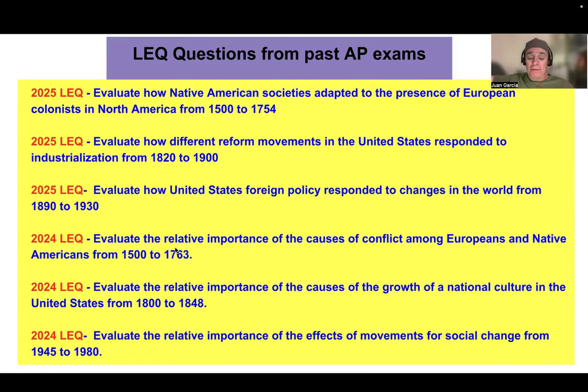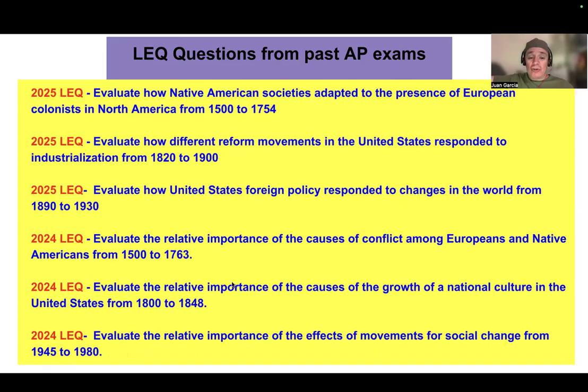Okay, so if you don't feel very comfortable with early U.S. history, then maybe you want to do question 2. Okay, evaluate the relative importance of the causes of the growth of national culture in the United States from 1800 to 1848. So it's about national culture, the causes of national culture from these same periods. And then this one, the same 2024 LEQ, evaluate the relative importance of the effects of movements for social change from 1945 to 1980. Okay, so if you feel very comfortable about the civil rights movement and the rise of the conservative movement, then you can actually write about this question here.